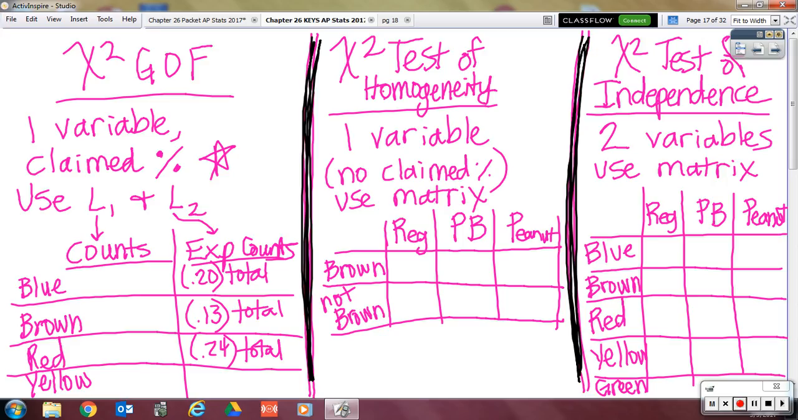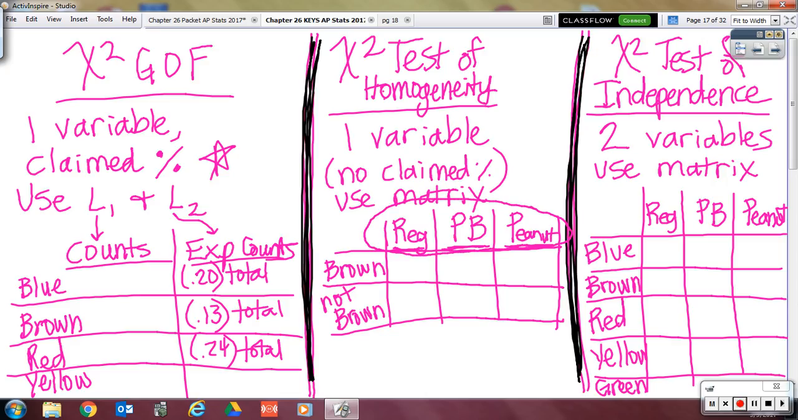Then secondly, yesterday we talked about this middle one here, the chi-squared test of homogeneity. That is, again, just one variable, but you do not have the claimed percentages. So we end up having to use a matrix, because we'll have something like this: our regular versus our peanut butter and our peanut. So we have these 3 different groups, but then we've got brown and not brown, as opposed to all the different colors, which is what we're going to do. So we had just one variable, the type of group.